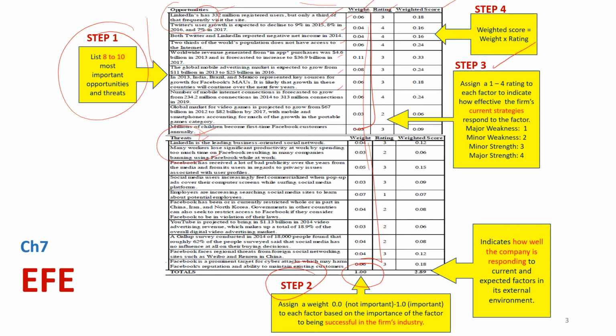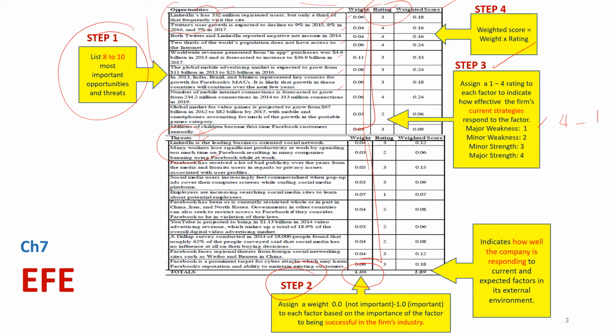The third step is to provide a rating. The ratings in the external matrix refer to how effectively the current company strategy responds to opportunities and threats, the external factors. The numbers range from 4 to 1, with 4 being the major strength, and 1 being the major weakness.